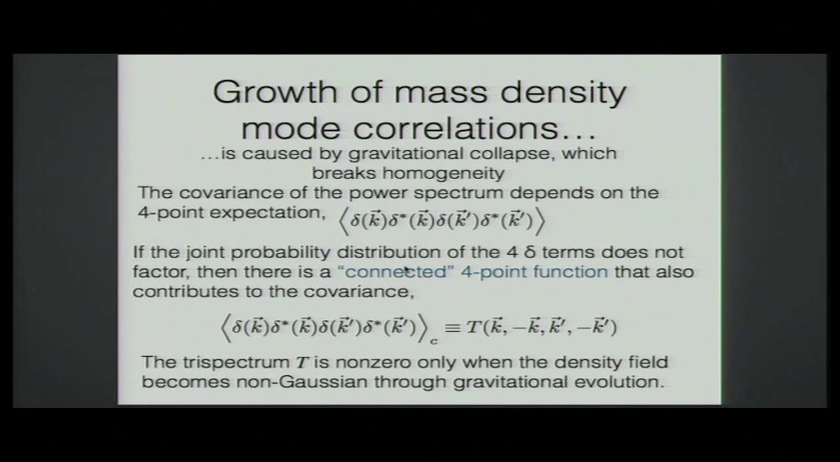I had k, k, k prime, k prime. Because of these complex conjugations, I have to insert a minus sign. Wherever there's a star, I turn that into minus k. And so this trispectrum, I just write it down. It's a function of four wave vector arguments, and it has these k's.